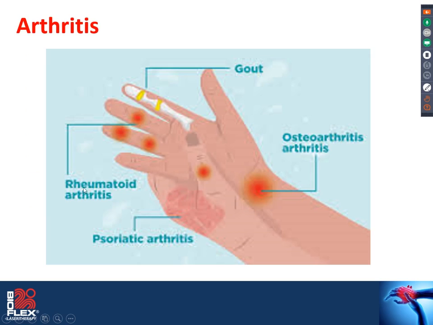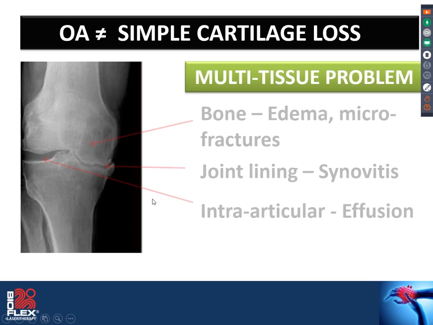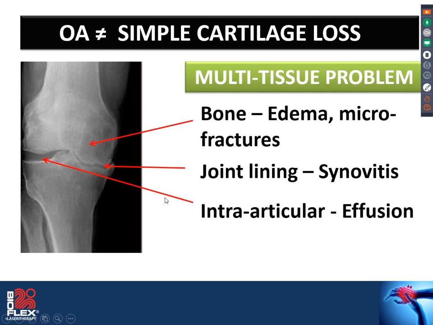Arthritis. Well, there's many different types of arthritis. Obviously, I'm going to focus today on osteoarthritis and rheumatoid arthritis in the wrist and hand. But of course, other conditions like gouty arthritis or psoriatic can also affect this region. If you look at osteoarthritis, it's not just to say there's simple cartilage loss. There's many things going on. So it's a multi-tissue problem, everything from the bone itself to the joint lining, which can have synovitis and edema, intra-articular edema. So all these things are going on, not just the actual cartilage loss.